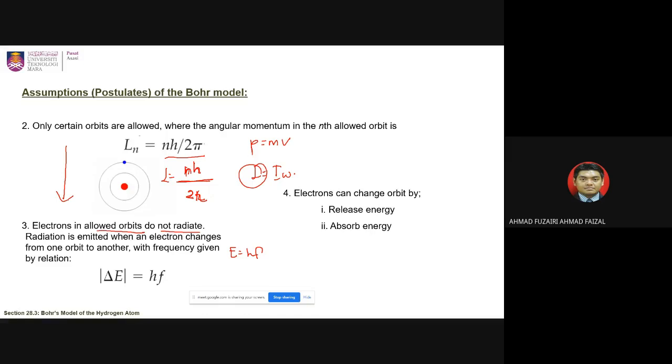But the radiation comes when the electron actually changes from one orbit to another. So if the electron changes from this orbit to this orbit, then the radiation will come. If the electron just moves inside the allowed orbit, it will not radiate. The radiation comes when the electron changes from one orbit to another, with the energy E equals hf, where h is the Planck constant times the frequency. And number four, the electrons can change orbit by releasing energy or absorbing energy. These are the four assumptions of the Bohr model.